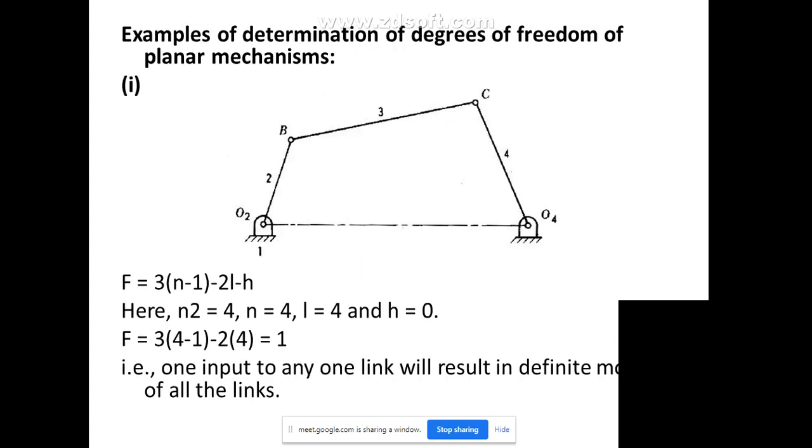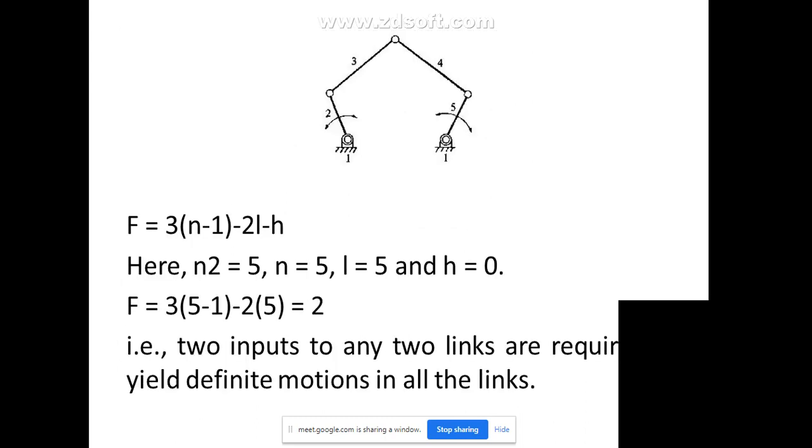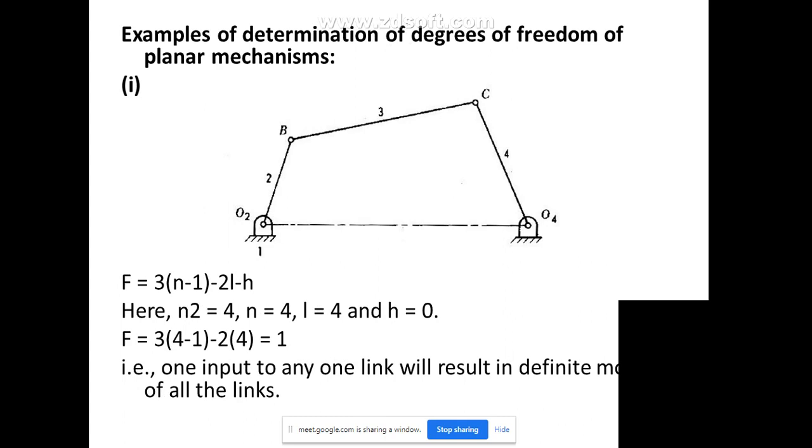In the last problem, what is happening? Here the only restriction is with respect to one link, and if it is moved with respect to 3, here already this has a joint. So automatically if you push, O2B will have a circular motion about point O2, and here C2O4 will have a circular motion only about point O4. So here there is only one degree of freedom, one input is enough.